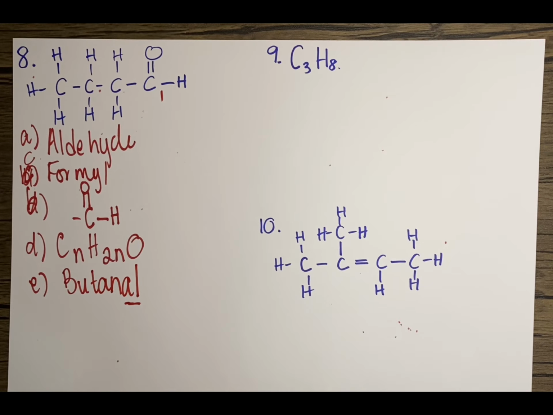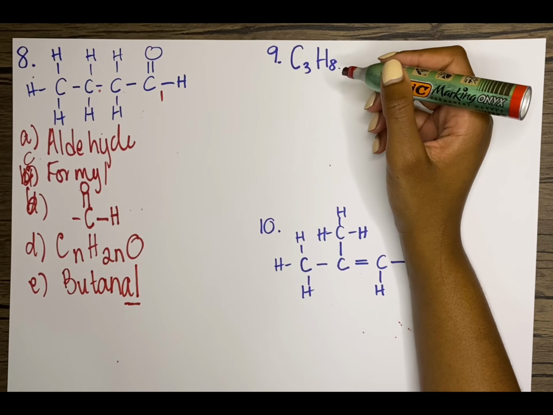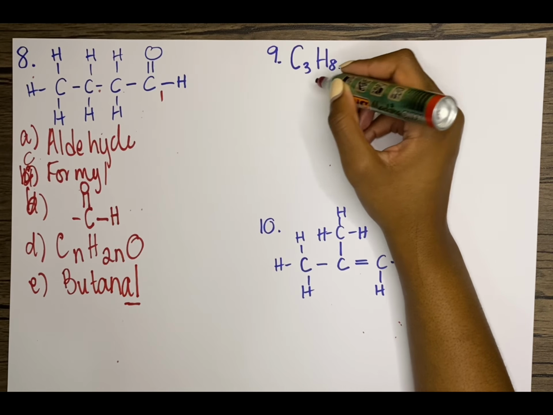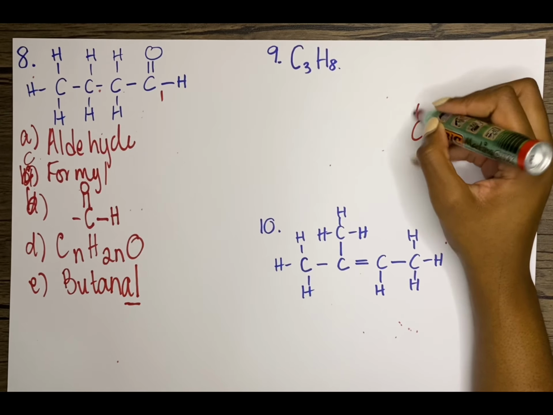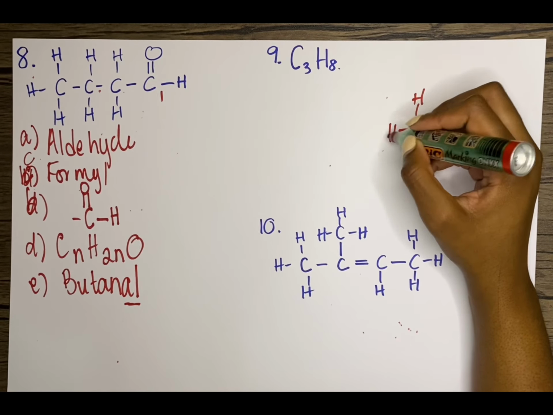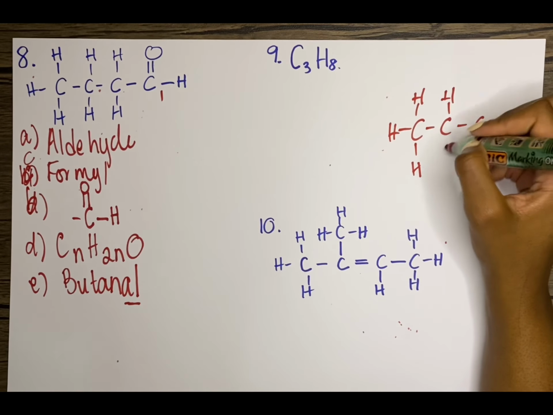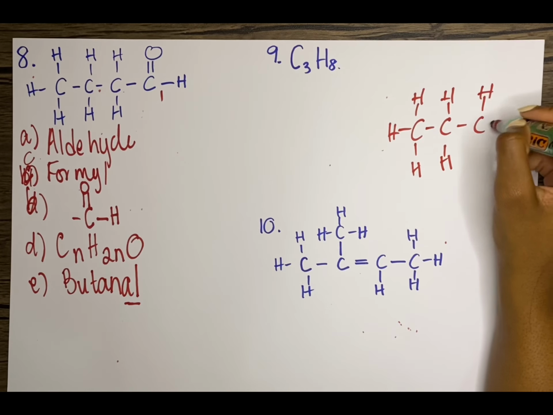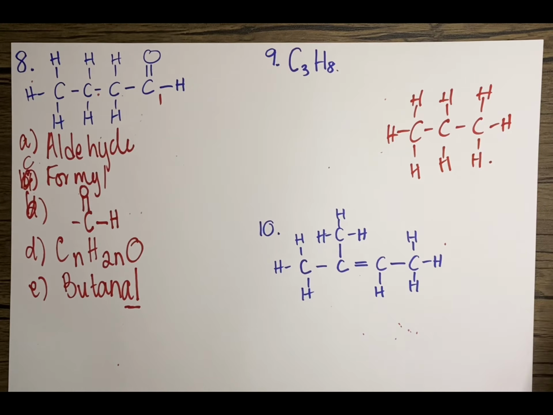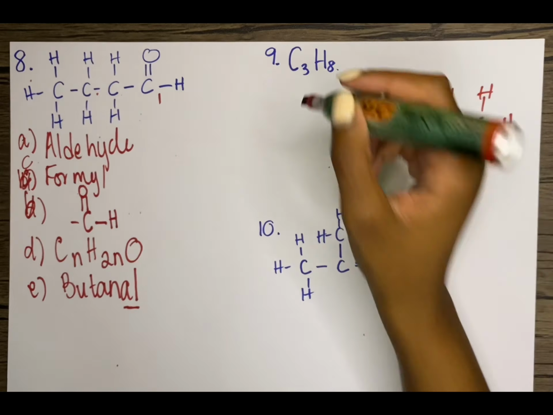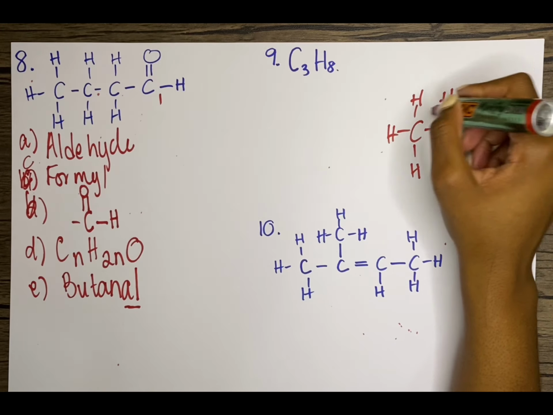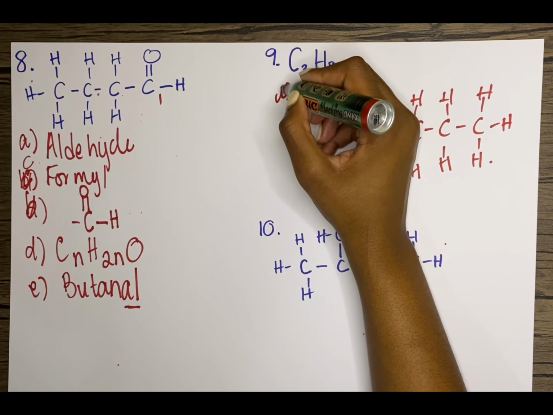Let's move on to number 9. We are given a molecular formula here. It's C3H8, so you know what to do by now. It's good for you to just know what you are given in a picture form, right? So I've got 3 carbons and 8 hydrogens. This is an alkane. There's single bonds only between adjacent carbon atoms, so that's an alkane, right?